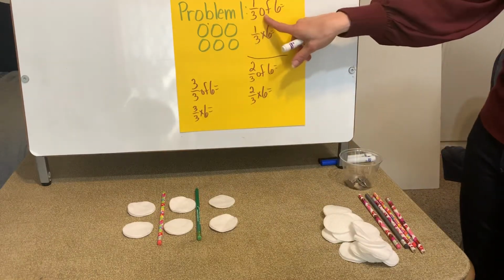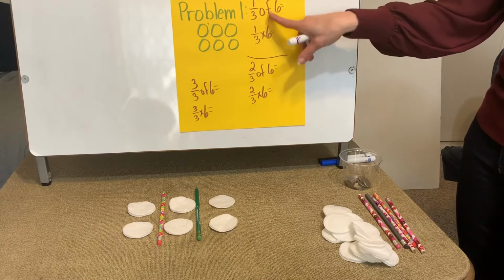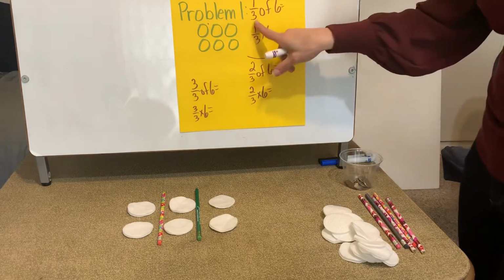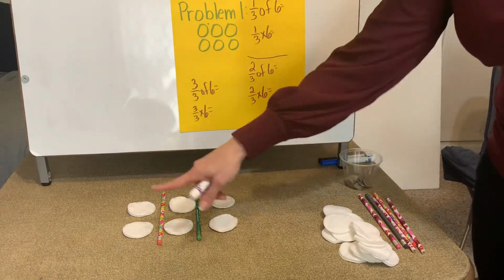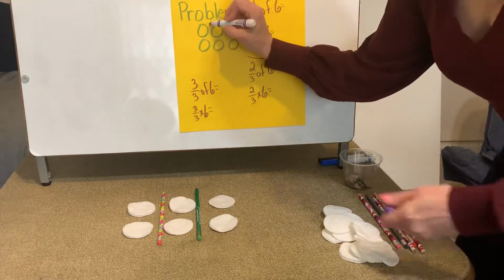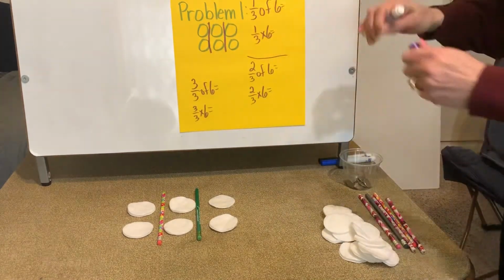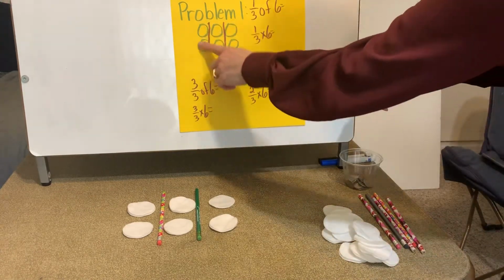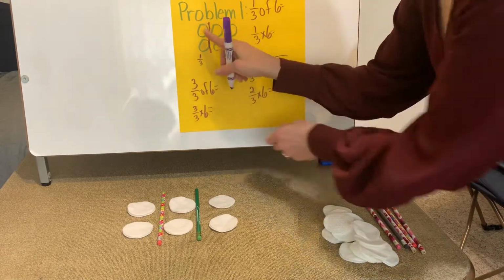So 1/3 of 6, or 1/3 times 6. Now these two statements mean exactly the same thing. So I'm looking at 1/3 of 6, or 1/3 times 6. I can show it right here on my picture too. So I'm showing 1/3, which is one group, 1/3 of the 6 is right here.